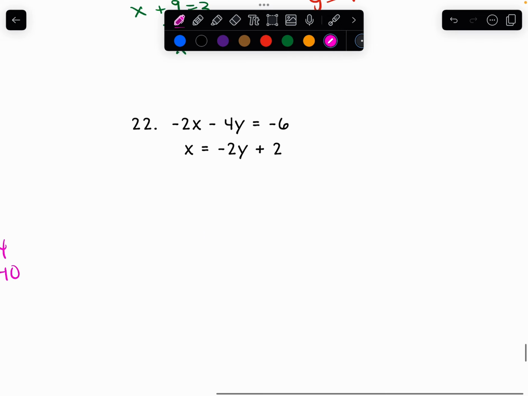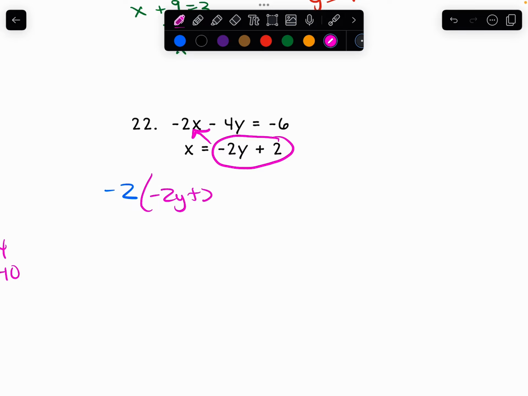Okay, so this one tells me that this is what x equals. So I'm going to replace x right here. So I have negative 2. I'm going to replace the x with negative 2y plus 2 minus 4y. Oops, I meant to change the color. Minus 4y equals negative 6.